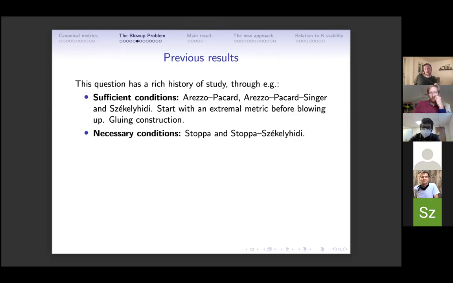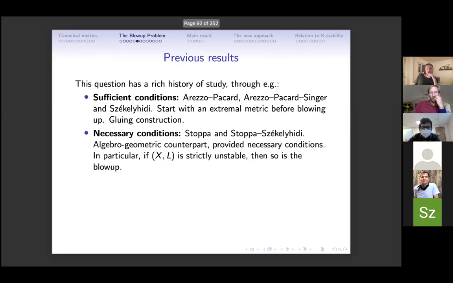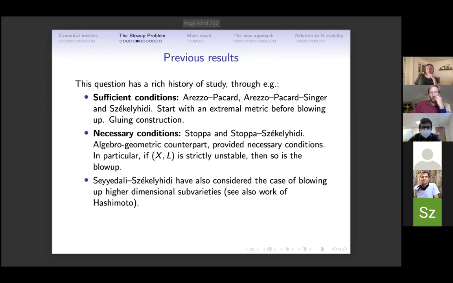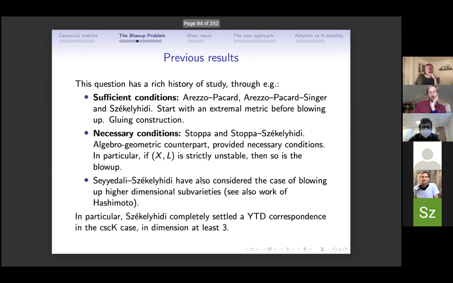There are also necessary conditions, from the algebro-geometric point of view, due to Stoppa originally, and then Stoppa and Székelyhidi in the extremal case. In particular, they show that if you start with something that is strictly unstable, so in some sense far away from admitting an extremal metric, then that will also be the case for the blowup. I should also mention that there are versions of this for blowing up higher dimensional subvarieties by Seyyedali and Székelyhidi, and also some work of Hashimoto. But today we are focusing on just blowing up a point.